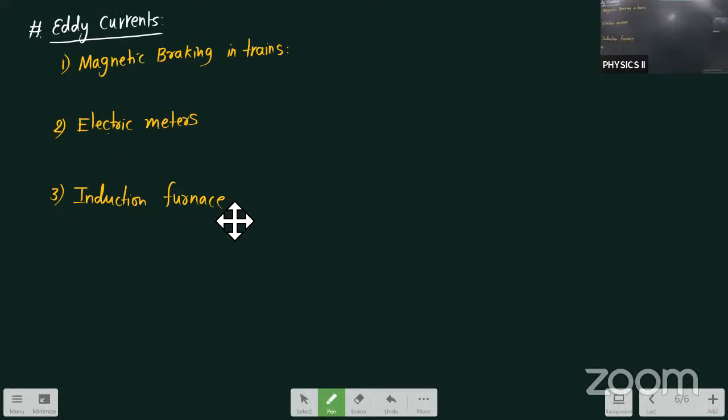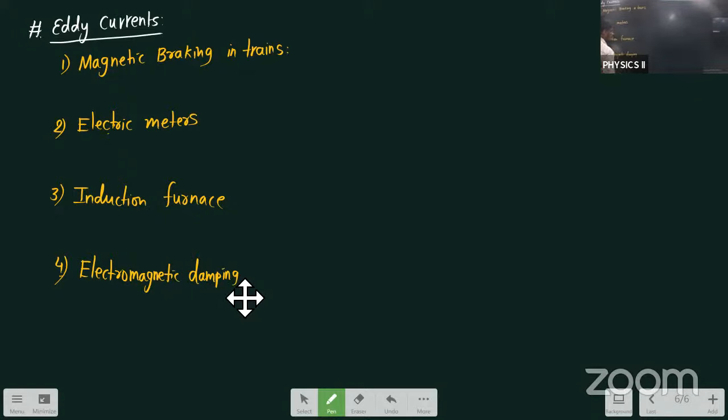If you are writing 4 uses, it's enough. You can write any number of uses, but for the main examination, if you write 4 uses, you will get sufficient marks. 4 marks here. What is the last one? I have written magnetic braking in trains, electric meters, induction furnace. Another one is electromagnetic damping.